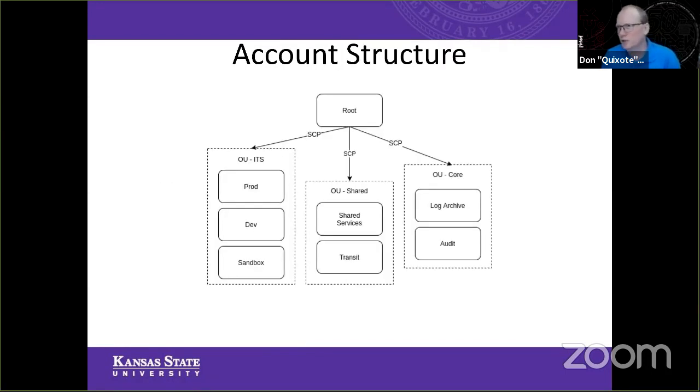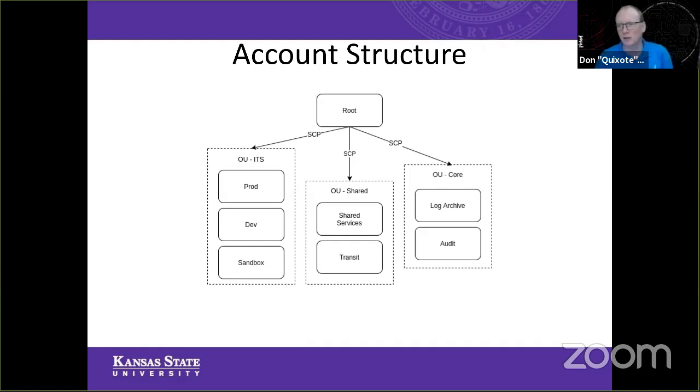For the account structure, here's basically what we got. I simplified a little bit. There's a couple other things, like if we wanted to add a department, we could add another department and maybe put it under its own OU. But the root account sits above everything. All of the other accounts are in an OU, getting SCPs from the root account.